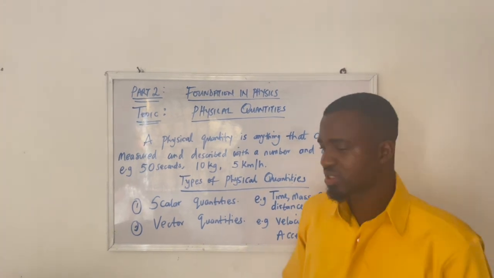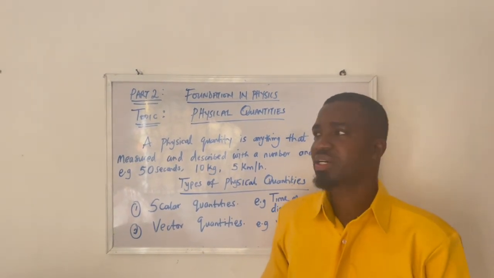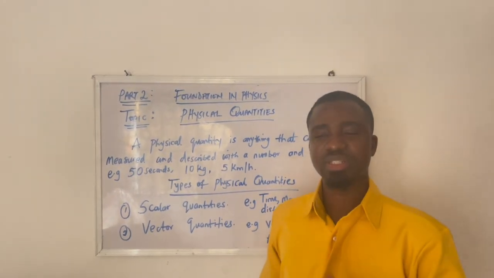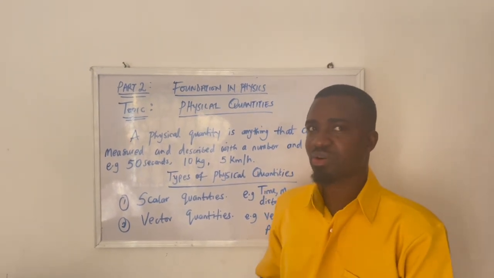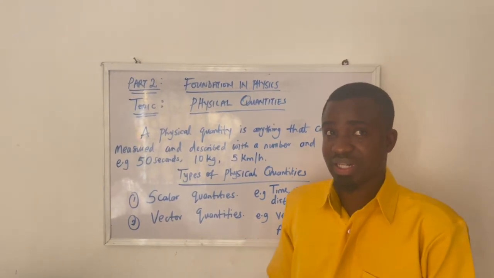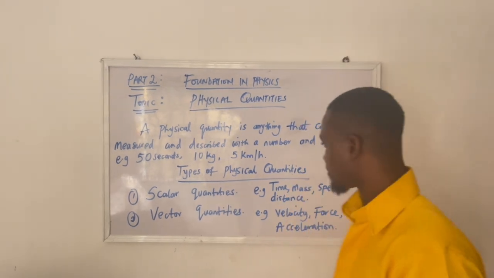Speed. I can say Mr. James traveled 60 kilometers per hour, but I don't say east or west. I did not add direction, and that one is a scalar quantity.